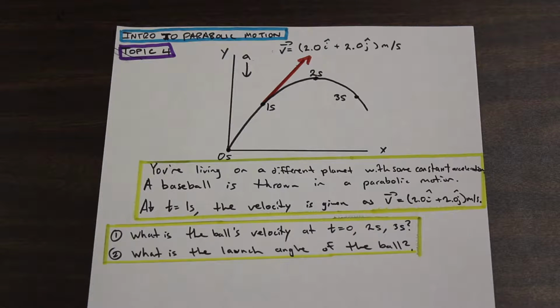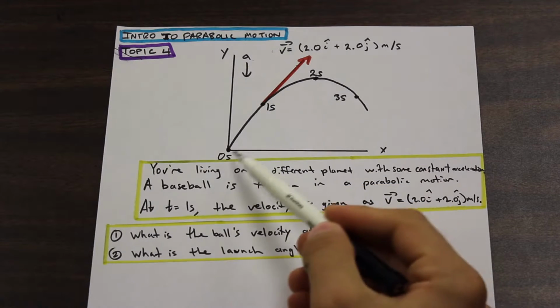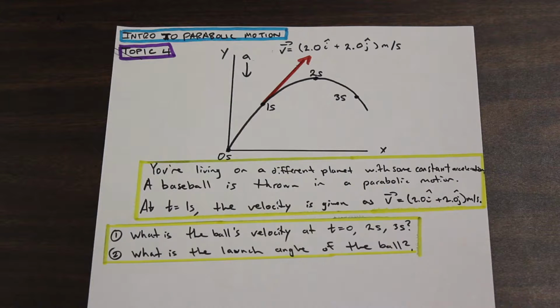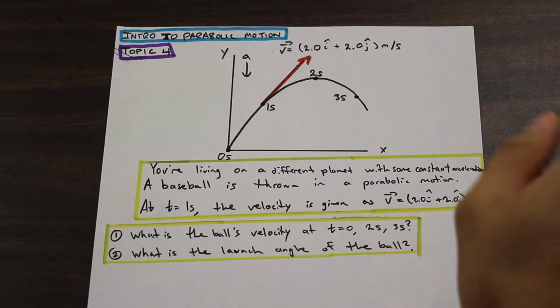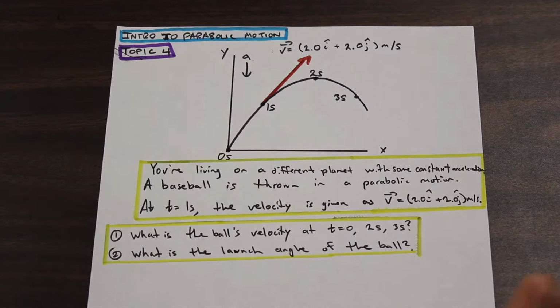So the key points are this. At 0 seconds, the velocity is the initial velocity. That's the velocity as soon as the ball is thrown. What is the velocity at 0? That's the first thing we need to take into consideration.